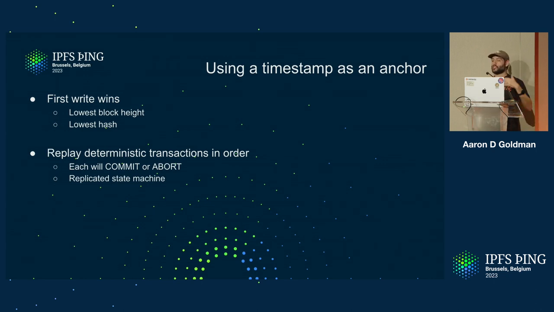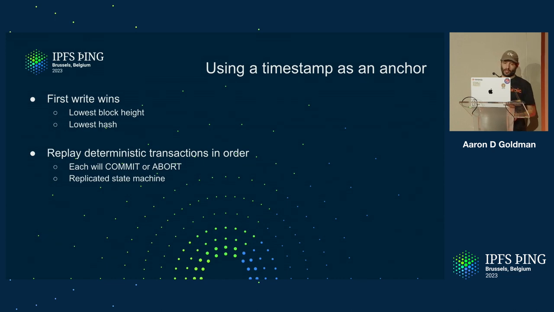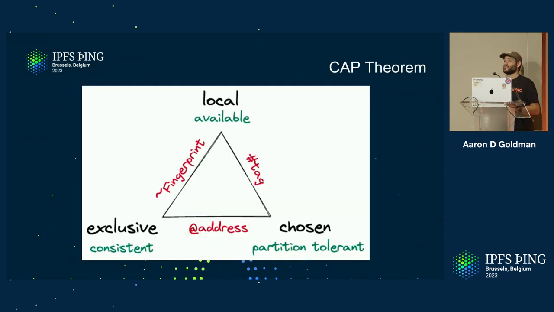And because the replay is entirely deterministic, every transaction in that chain is either going to commit or is going to abort. So you can use this to build an arbitrary replicated state machine and build up whatever current state you need, and know that that data is going to be consistent. So this is going to enable you to build things like names.